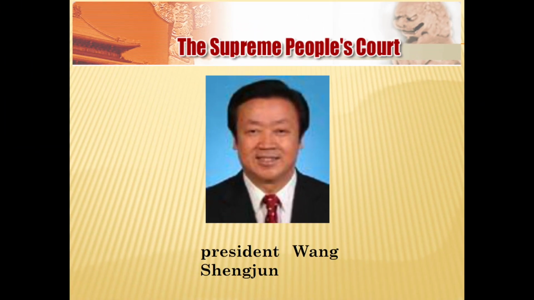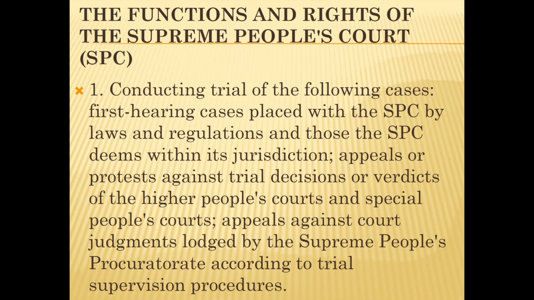And in this picture, we have the Supreme People's Court, President Wang Shengjun. So he is the president of the Supreme People's Court. The functions and rights of the Supreme People's Court, or the SPC, include conducting trials of the following cases. First, hearing cases placed with the SPC by laws and regulations and those the SPC deems within its jurisdiction, appeals or protests against trial decisions or verdicts of the higher people's courts and special people's courts, and appeals against court judgments lodged by the Supreme People's Procuratorate according to trial supervision procedures.